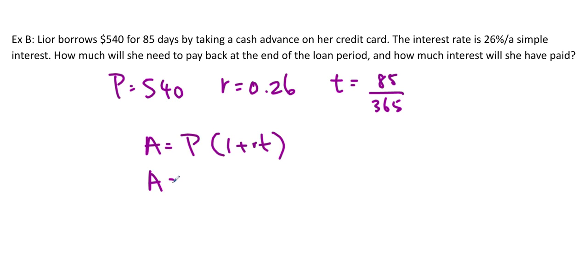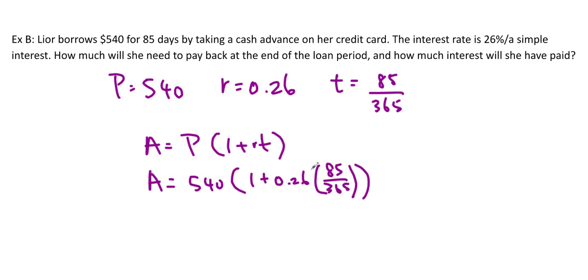And so A is equal to 540 times 1 plus 0.26 times 85 over 365. And for our purposes for investment and etc., we're going to use 365 as the number of days in the year, so you don't have to worry about leap years at all. We're assuming it's not a leap year. Type that into your calculator. You'll get A is equal to $572.70.